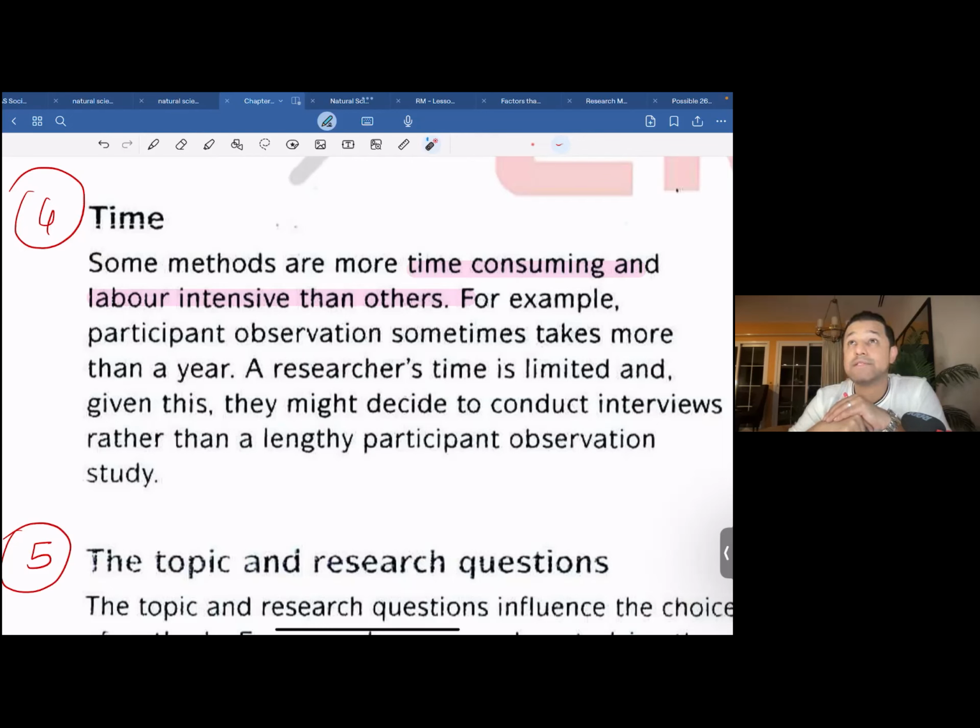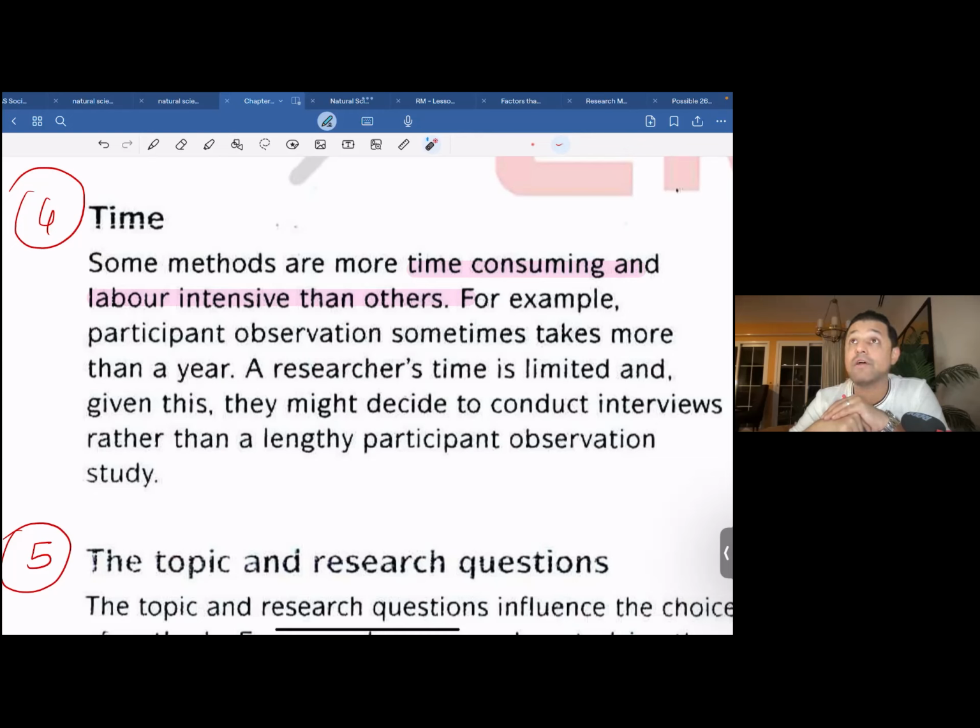Venkatesh spent 7.5 years with that criminal gang. Do you think many sociological research workers would show readiness towards dedicating 7.5 years of their life to a criminal gang just because they wanted to conduct a research? So your time matters. If you have less time, you might as well choose a method that is time saving.